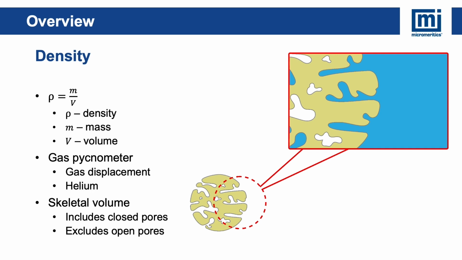What is density? Density is defined as a sample's mass divided by its volume. The AccuPyc 2 is a gas pycnometer which is used to measure a sample's volume by gas displacement. Helium was used since it's the most ideal gas and does not interact with any of the samples in this experiment. This technique measures a sample's skeletal volume. The skeletal volume consists of the volume of the sample and closed pores, but excludes any pores that are open to the surface.